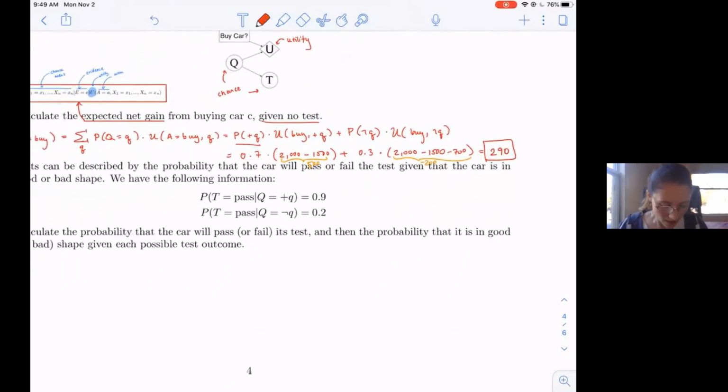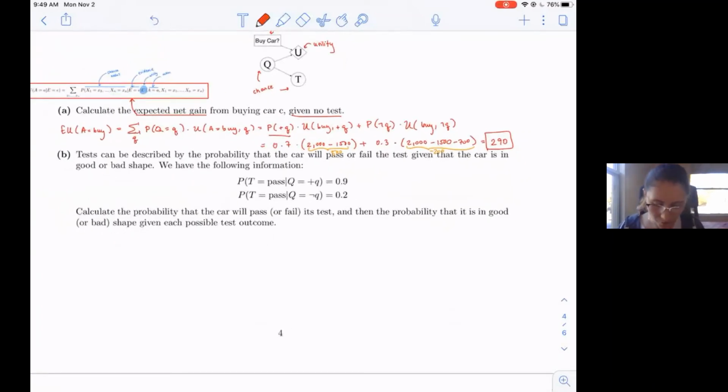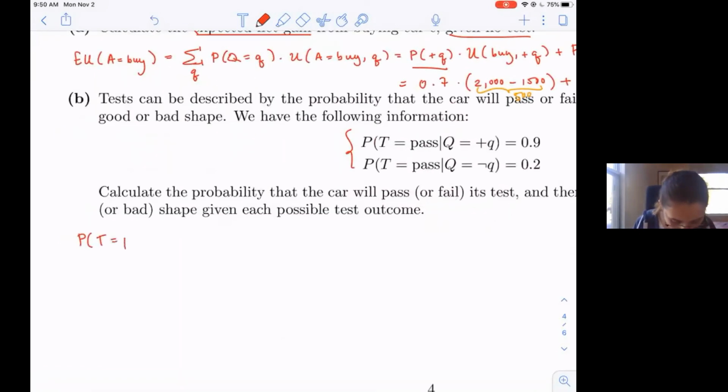Cool. Tests can be described by the probability that the car will pass or fail a test given that the car is in good or bad shape. We have the following information. The probability of passing given that the car is in good shape is 0.9, and the probability of passing given that the car is in bad shape is 0.2. We want to now calculate the probability that the car will pass or fail its test, and then we want to compute the probability that it's in good or bad shape given each possible test outcome. So let's break this down. We want to first compute the probability that the car will pass its test. So this is P of T equals pass.